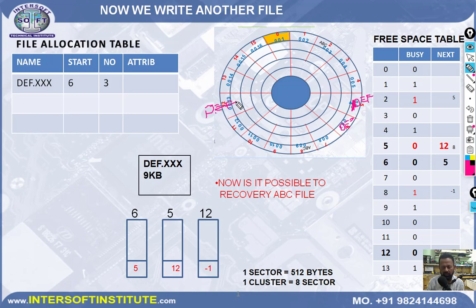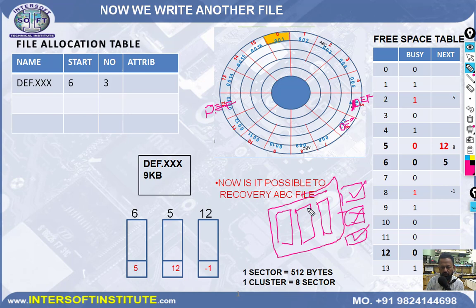So now it is possible to recover the old file, but it will be corrupted because it has 3 clusters and one cluster is overwritten. In this case, if there is an image, then the image will come like this: half will come, half will not come. If it is a doc file or XLS file, it will be corrupted because the whole 3 clusters have not come. In between, the 5 cluster is damaged. So when we overwrite any data, the file may become corrupted, or not recoverable, or nothing will show. So this is our recovery option.